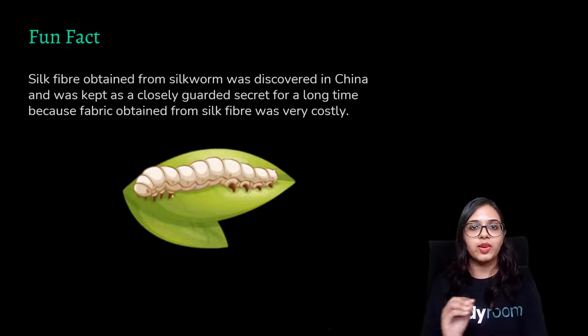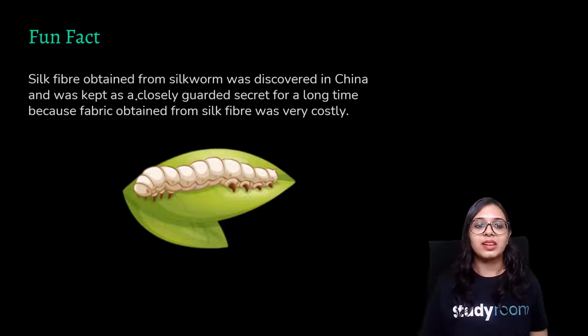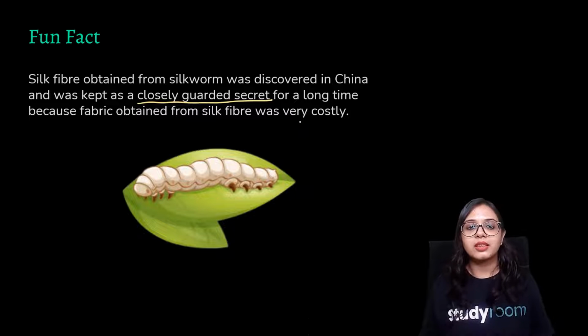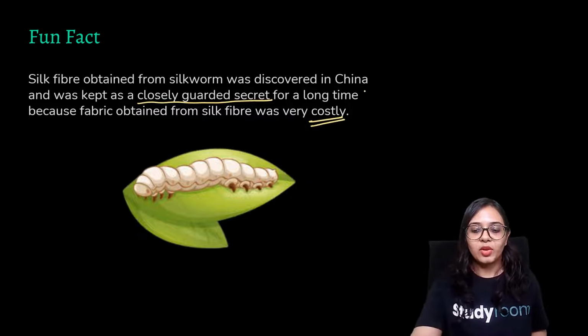Okay, so the fun fact here is that although silk was discovered in China, and although it was very costly, it was kept as a closely guarded secret. So you can imagine that at the time silk was discovered, the cost must have been very high. That is why it was kept as a closely guarded secret. Okay.